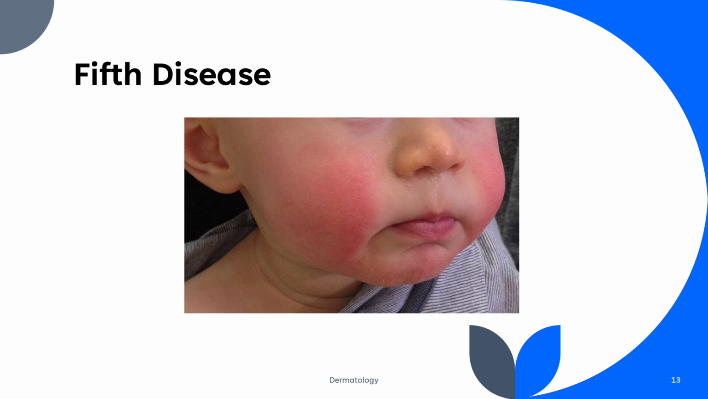Moving on to fifth disease, also known as erythema infectiosum, a viral infection caused by parvovirus B19. It primarily affects children and is known for its distinctive rashes and mild symptoms. It spreads through respiratory droplets released during coughing and sneezing, as well as through contact with infected blood. It is important to note that the virus can be contagious even before the rash appears.